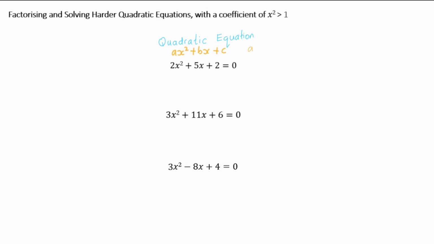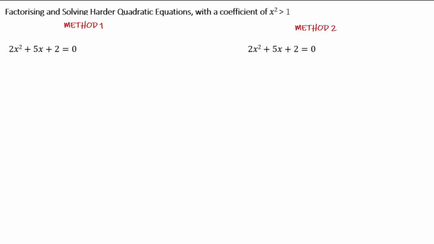So in this video, we will look at what happens when the coefficient of x squared, which is a, is greater than 1. As we can see in the first one, the coefficient of x squared is 2. In the second one, it is 3. And in the third one, it is also 3. Here we're going to look at two different methods in which we can factorize and solve equations where the coefficient of x squared is greater than 1.